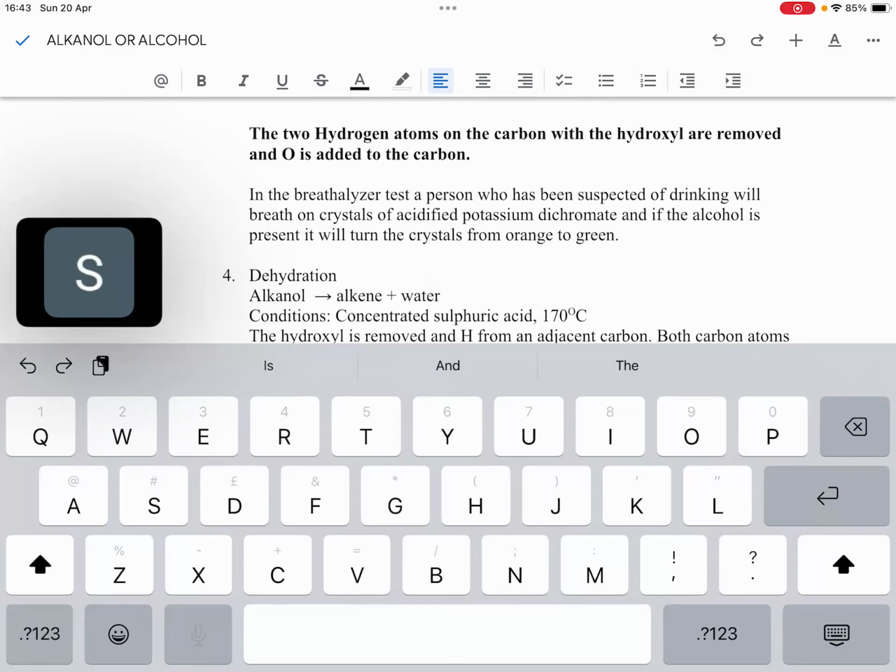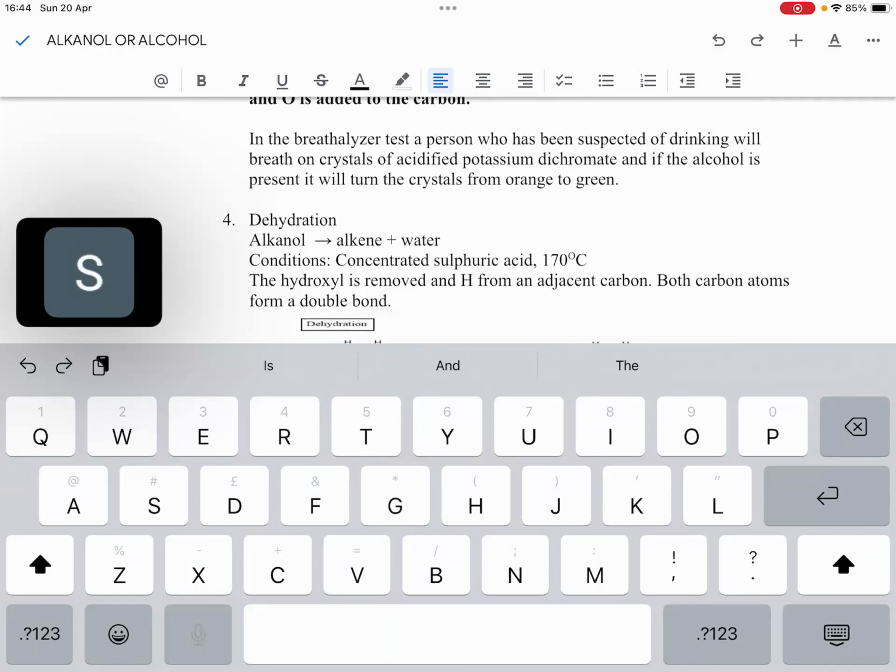Breathalyzer test hasn't come in a very long time, but in the breathalyzer test, somebody who is suspected to have consumed too much alcohol, right? The police will ask the person to blow on crystals of acidified potassium dichromate. And if they have alcohol present in their lungs, when they exhale over these crystals, the crystals are going to turn from orange to green.